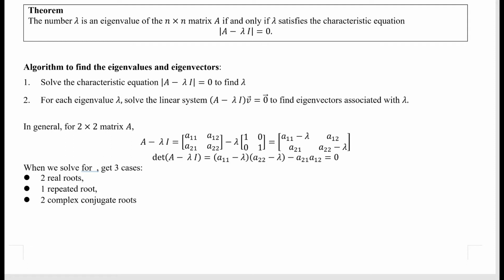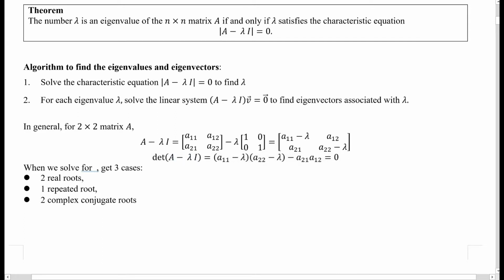And in general, for a 2 by 2 matrix, A minus lambda I means we just subtract lambda from the diagonal elements, and the other entries stay the same. And then what's the determinant? We just cross multiply, but we subtract. So we have (a11 minus lambda) times (a22 minus lambda) minus a21 times a12. Why did I miss the lambda here? Let me copy it down right here.